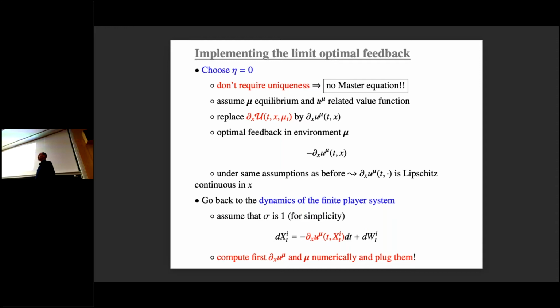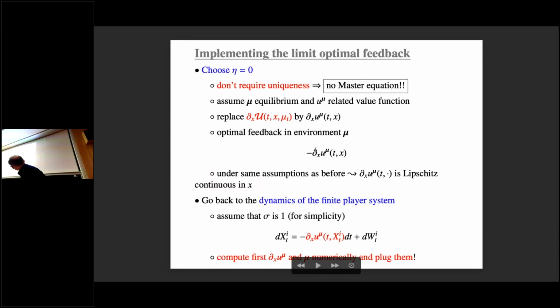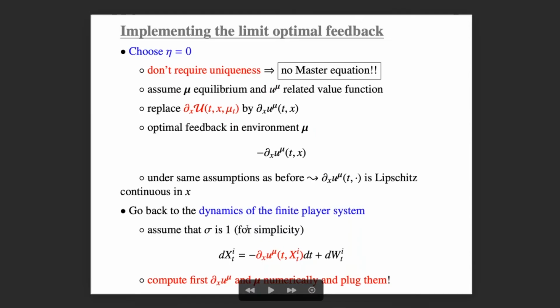And what I'm going to say next, I don't need to study the master equation. I don't need to study the value of the game. In particular, what I'm going to say next works even if I don't have uniqueness. I take any solution to the mean field game system. I don't care about uniqueness of it, and I'm going to follow the same strategy as before. I take the strategy given by the solution to the HJB equation, minus the gradient of U, and I say in the particle system, everybody now is playing this strategy. This is what you see at the bottom of the slide.